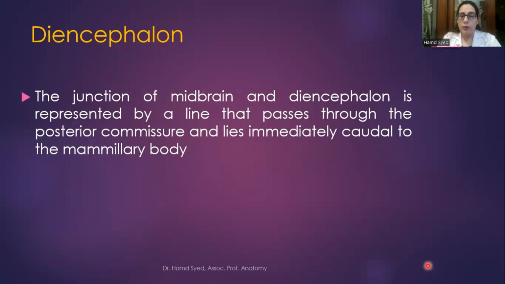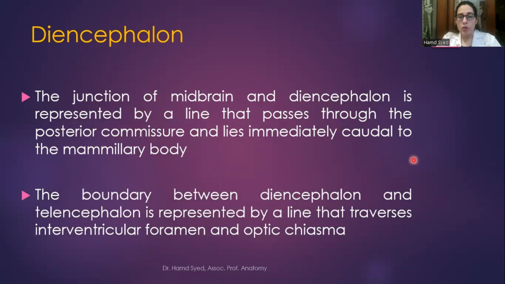Now, when we talk about the diencephalon, remember the junction of our midbrain and diencephalon is represented by a line that passes through the posterior commissure and lies immediately caudal to the mammillary body. Whereas the boundary of the diencephalon and the telencephalon, which is the most cranial part of the forebrain, is represented by a line that traverses the interventricular foramen and optic chiasma.